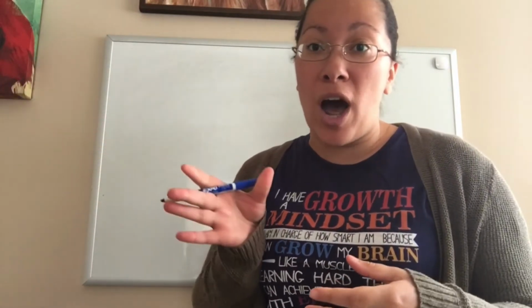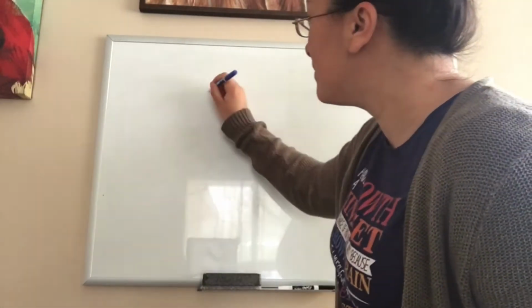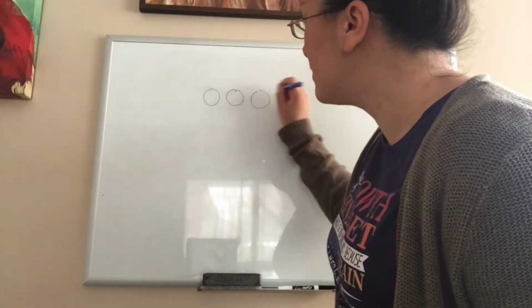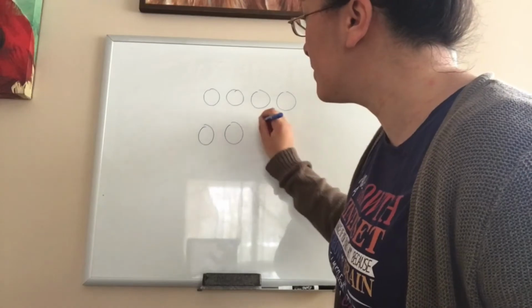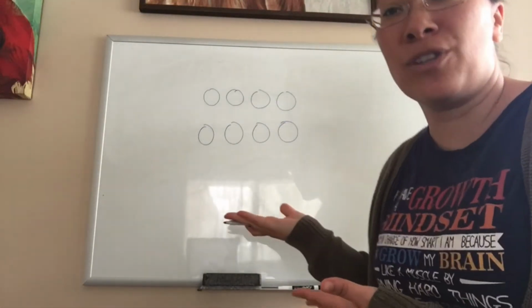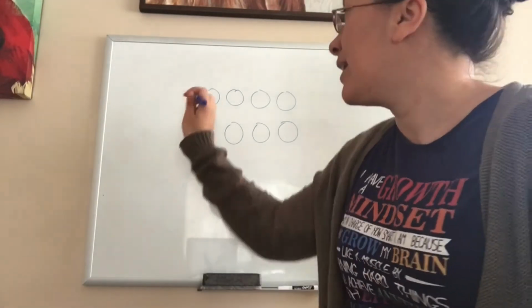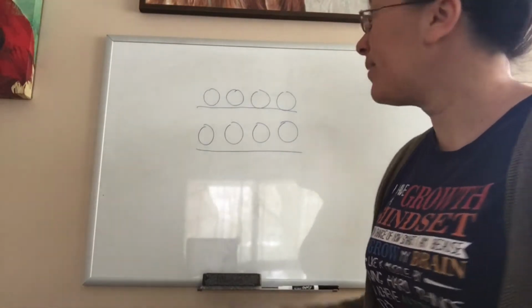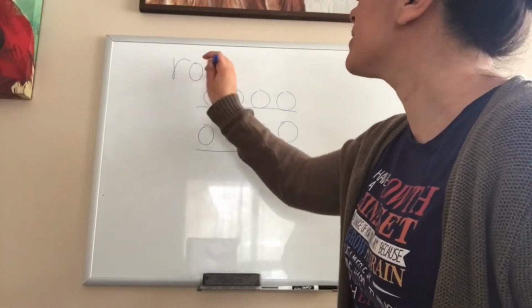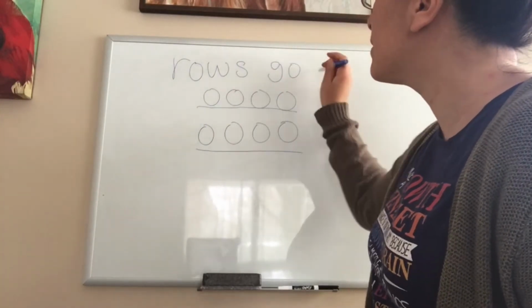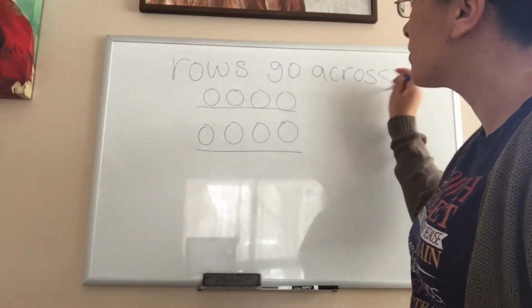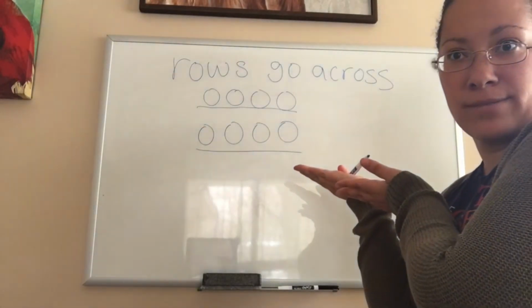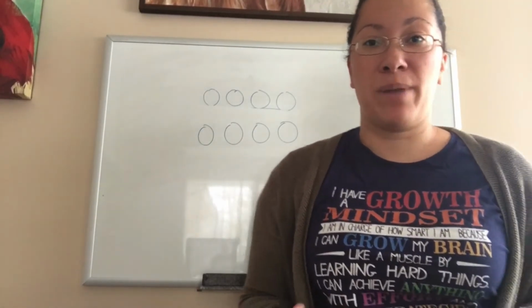So you might know what a row is. Usually when we make a row of something, all of the items go across in a horizontal line. So if we take a look at the picture that I've drawn, I have two rows of circles. Here's row number 1, and here's row number 2. So we know that rows go across. Now another part of the array that we have to talk about are the columns.